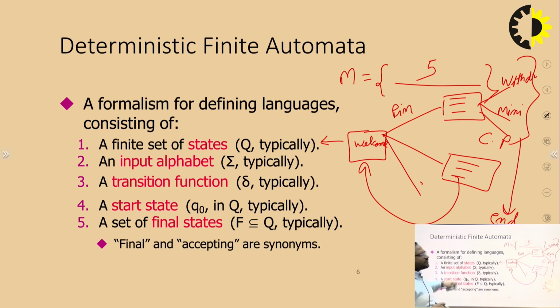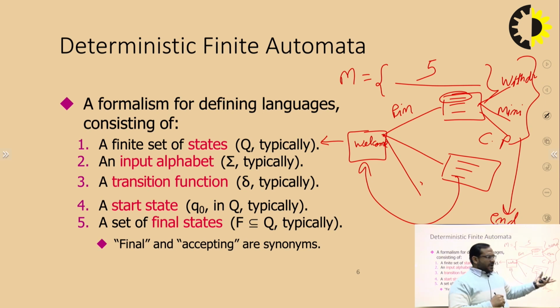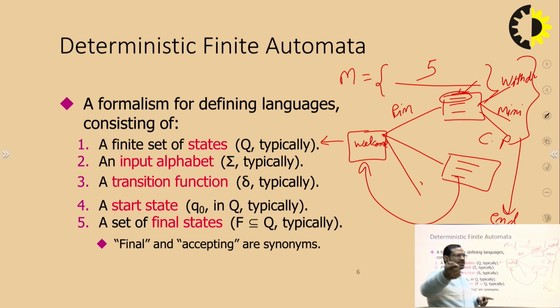Next is the transition function. The transition function is like, at any state, if you are in this state and whatever input you are given, that given input determines which next state it should go to. So from one state to another state, on which input you go from one state to the other, that is defined by the transition function.